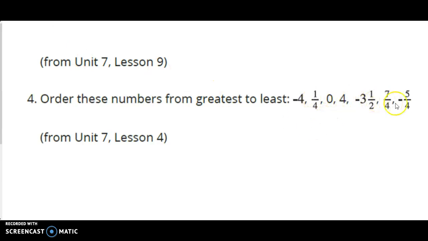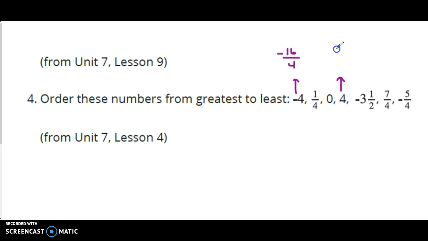Okay, in order to compare these, it's really important that we make all of the denominators the same. So I'm seeing here that I have fourths, halves, and fourths. If I think about what I can make all of these so I can compare them, I can turn them all into fourths. So -4. Instead of thinking about it as -4, I want to think about it as fourths. So I have to multiply by 4. So this would be -16 fourths. 1/4. 0 is just 0.